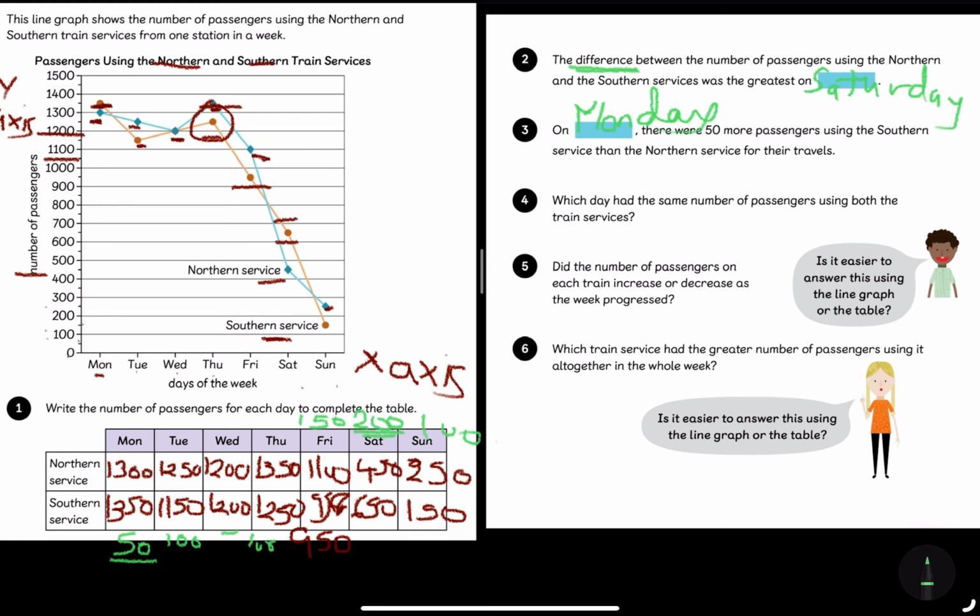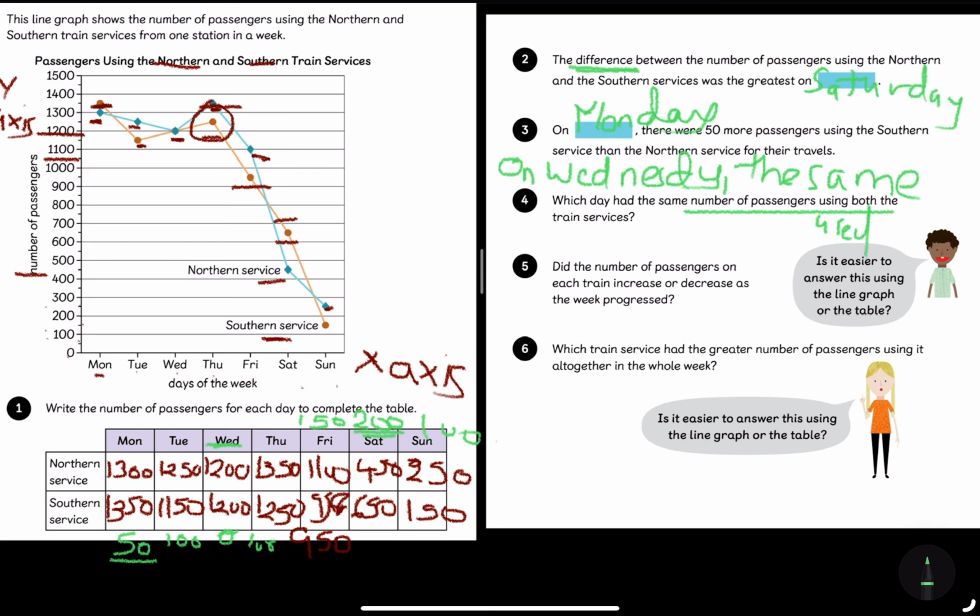Which day had the same number of passengers using both the train services? As we got 0 here, which was nil, right? Therefore, that will be my Wednesday. So let's try to write the whole sentence, please. That on Wednesday, the same number of passengers used both the train services.